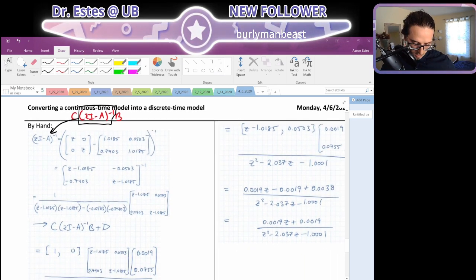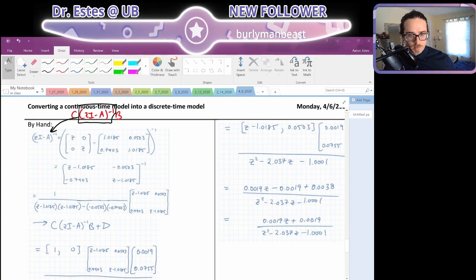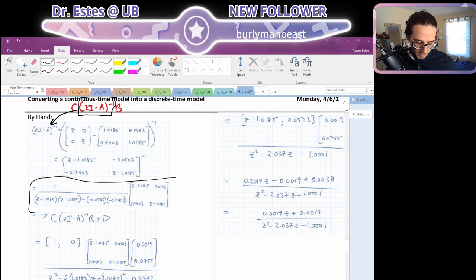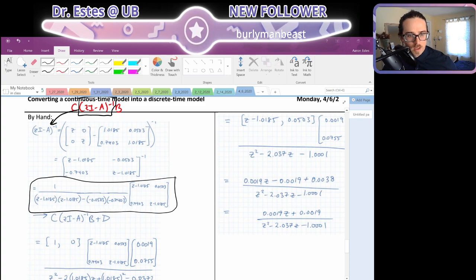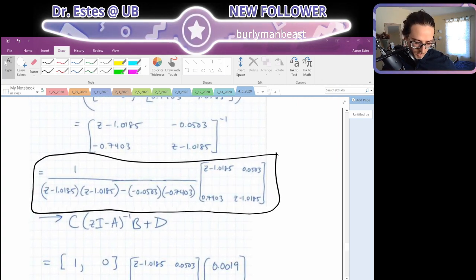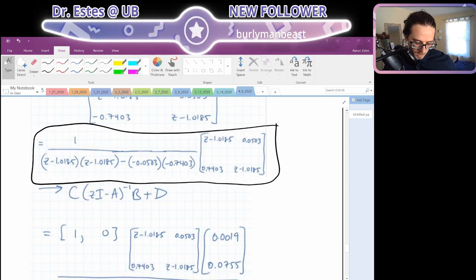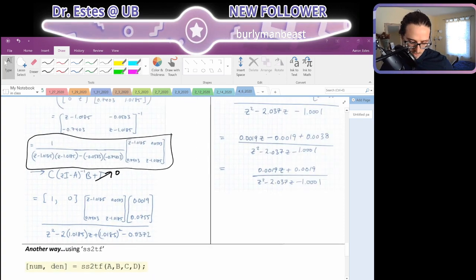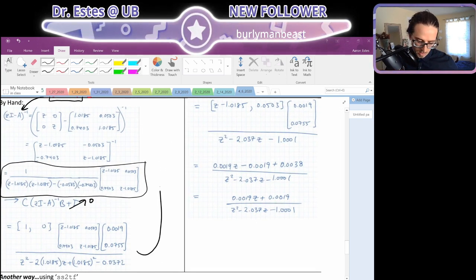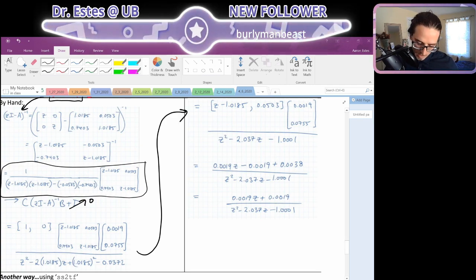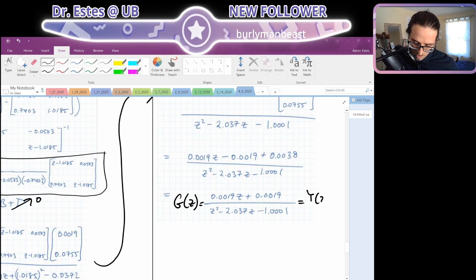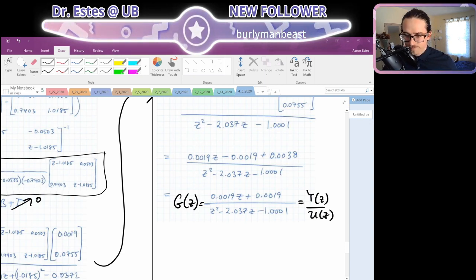I won't spend too much time here. You can go through all these steps later, but I always do that multiplication first. You get this 2 by 2 matrix multiplied by this stuff. D was 0, so I start plugging everything in, and then you go back up here, and this is our transfer function, which relates our output to our input.